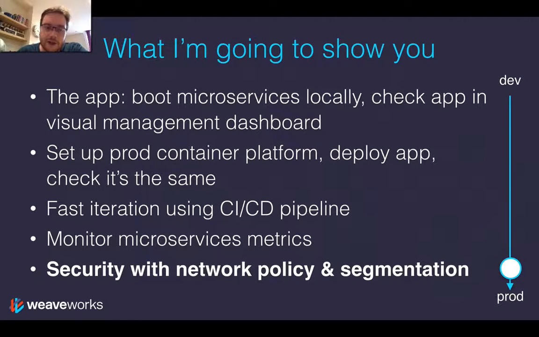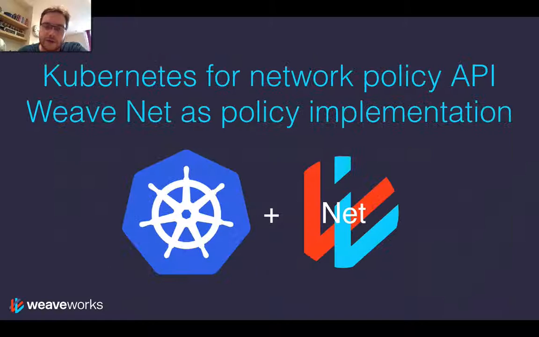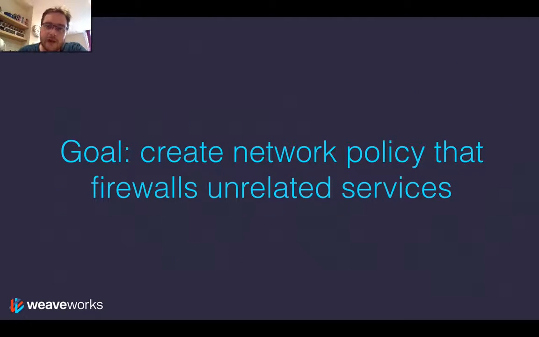Okay, last section. We're going to secure the app with network policy and segmentation. The reason we need to do this is that this client that I'm working with is really paranoid and insists that different parts of the application that don't strictly need to talk to each other don't. So in order to implement this, we're going to use Kubernetes network policy description language, and we're going to use WeaveNet's policy implementation to actually enforce it. So the goal is to create a network policy that firewalls unrelated services from each other.